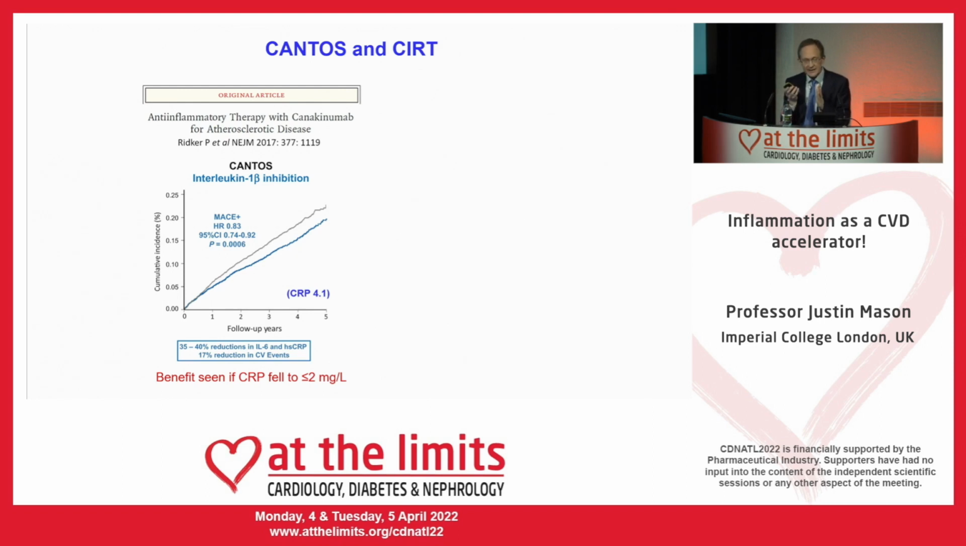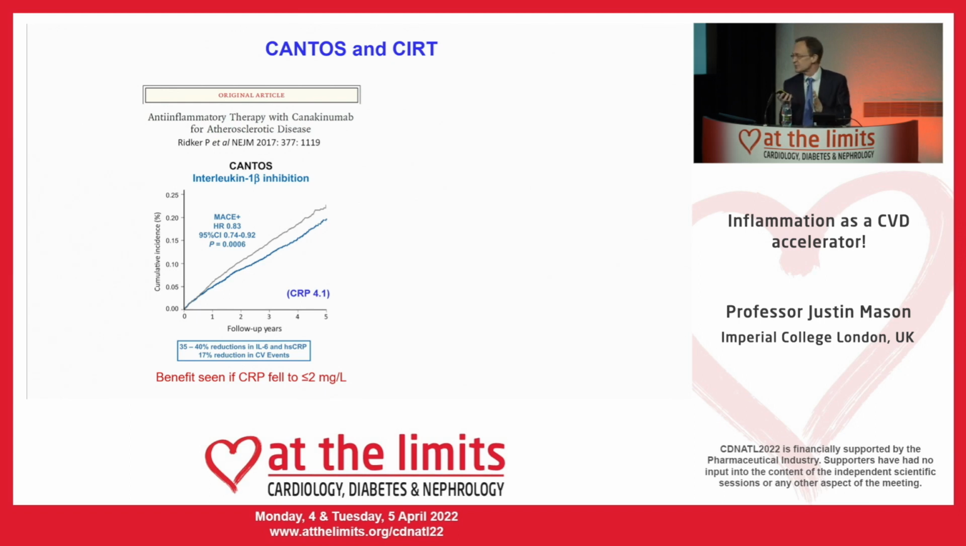Firstly, very careful patient selection was done for this study. And the patients had to have, using the high sensitivity CRP assay, a CRP of greater than or equal to 2 to gain entrance to the study. The patients had had previous myocardial infarction or triple vessel coronary artery disease. And the benefits were seen, 30 to 40% reductions in circulating IL-6, for example, and in the CRP level, with 17% reduction in cardiovascular events.